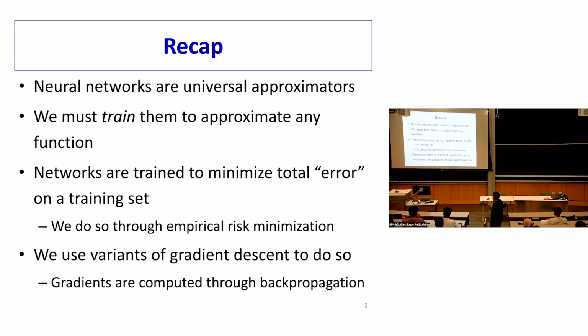We saw early on in the first week that neural networks are universal approximators. They can, in principle, approximate anything, but they must be trained to do so.